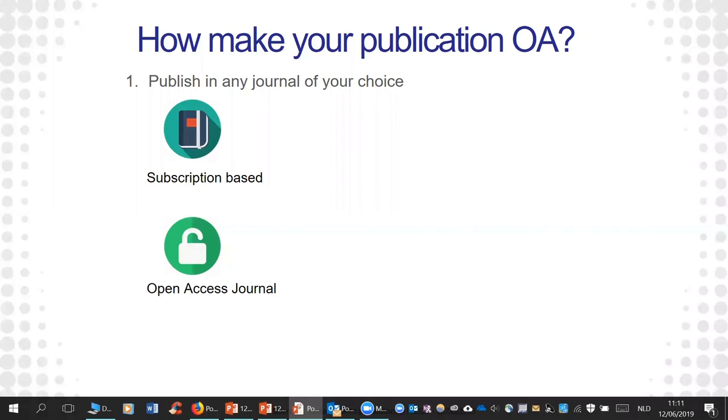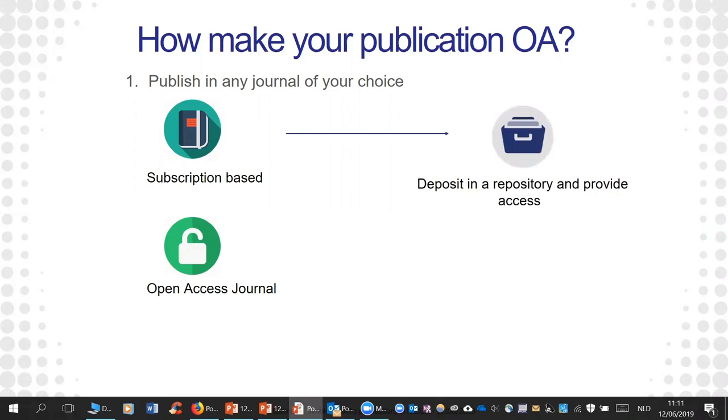Of course, you can. But you can also just go for a subscription-based journal, the traditional journals where libraries pay for a subscription. If you go for a subscription-based journal, then how do you make your publication open access? Well, you can deposit it in a repository and provide access that way. A repository is a kind of archive for articles that also provides services so that your article is sustainably archived and available to the world.